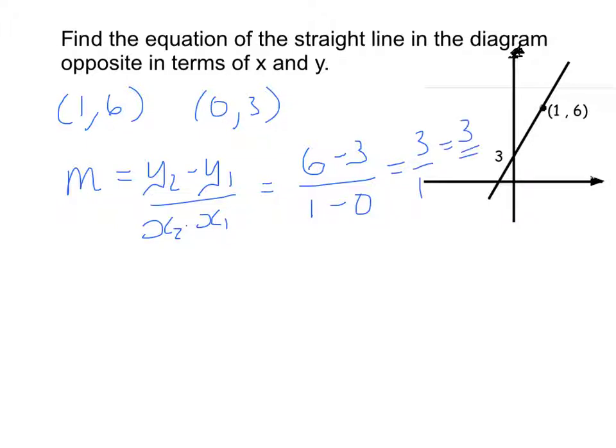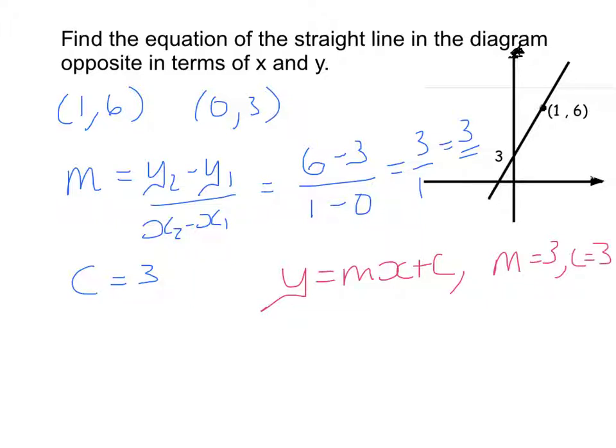So I've got a gradient of 3, and it cuts the y-axis also at 3. So c is also equal to 3. Now I'm using my general form, which is y equals mx plus c. But the things that I've already worked out are m equals 3 and c equals 3. So I'm going to substitute them in. And I'm going to have y equals 3x plus 3. And that's it for outcome 3.